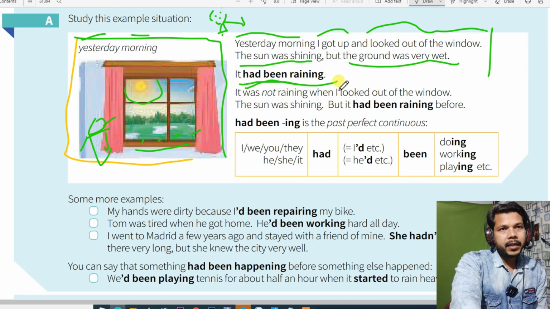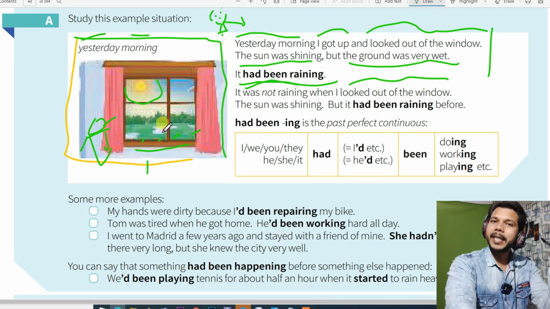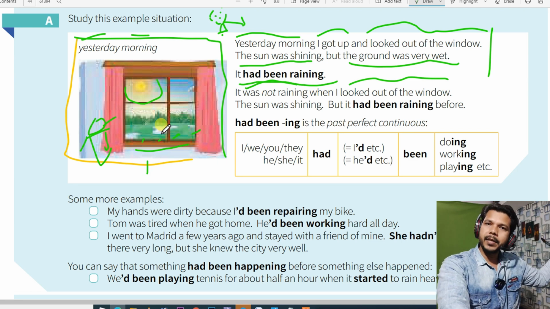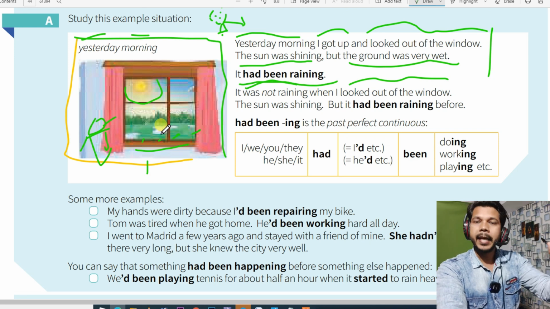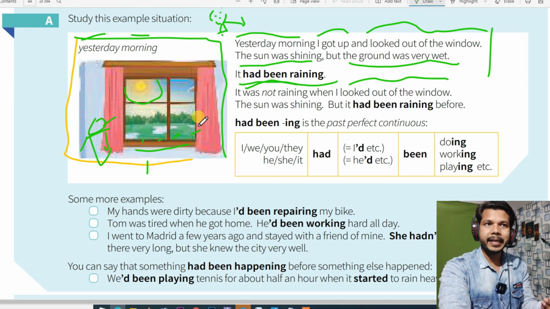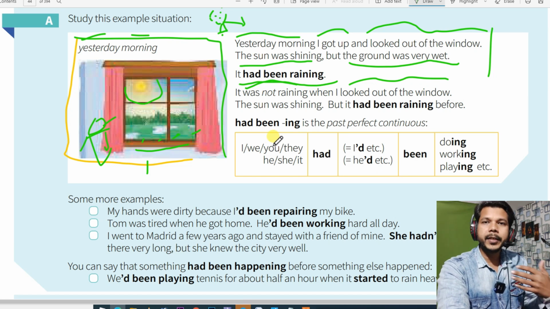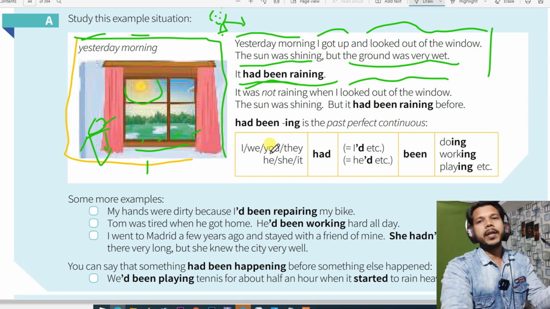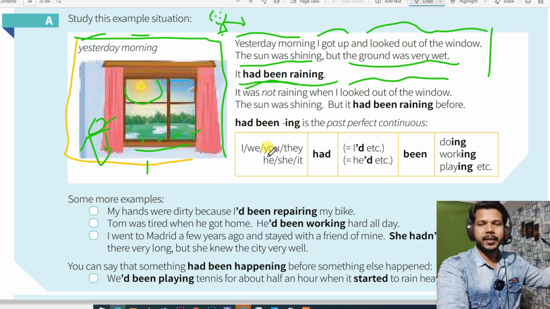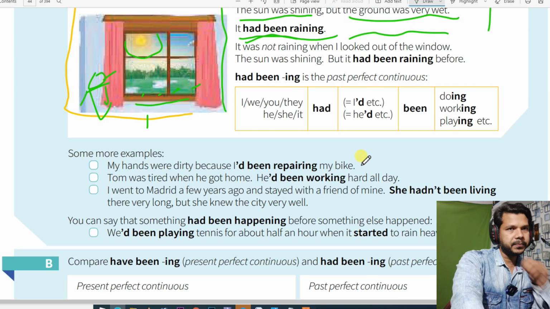It was not raining when I looked out of the window. The same thing happened when this person looked out of the window. It wasn't raining. It means it had been raining. That rain must have started sometime back in the past, continued for some time, then ended. And when he got up, he saw there was only water. He's saying, when I got up, it wasn't raining. Actually, it had been raining. If he knew, he could have said, it had been raining for half an hour. It means half an hour back, rain must have started, then continued and stopped. When he got up, it wasn't raining. This is what had been is.